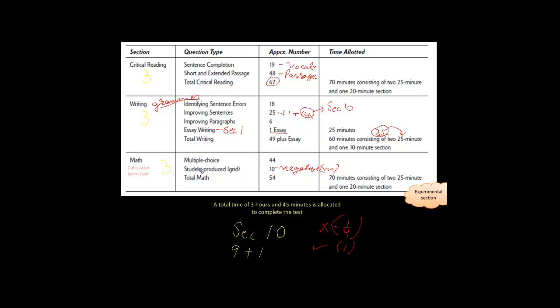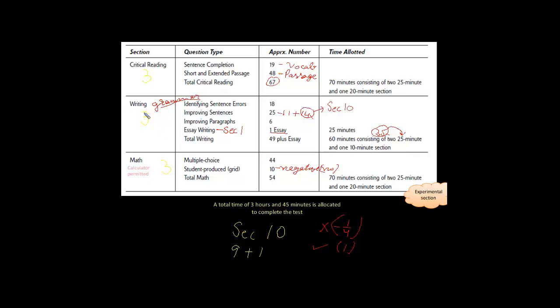You again have 70 minutes for your maths: 2 sections of 25 minutes and 1 section of 20 minutes. Looking at reading and maths, you can observe you have 70 minutes and 70 minutes. Here you have only 60 minutes. That gives you a clue that writing is a new section being introduced. Before 2005, the writing section wasn't there.